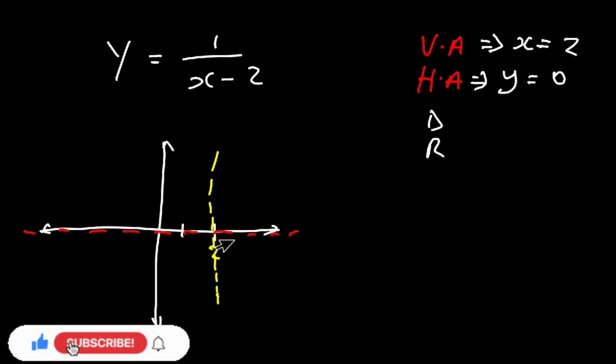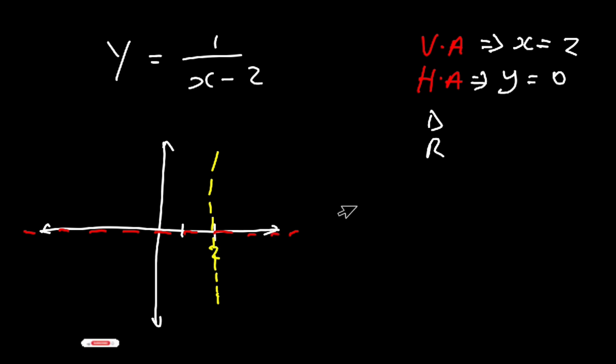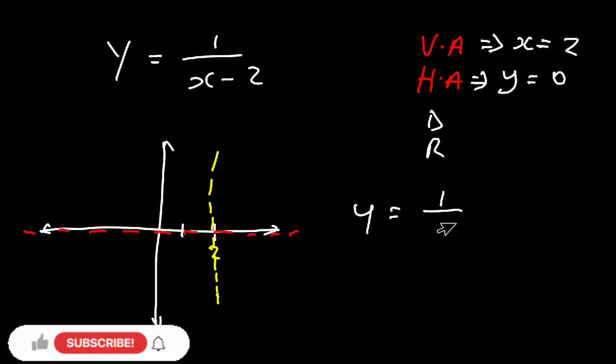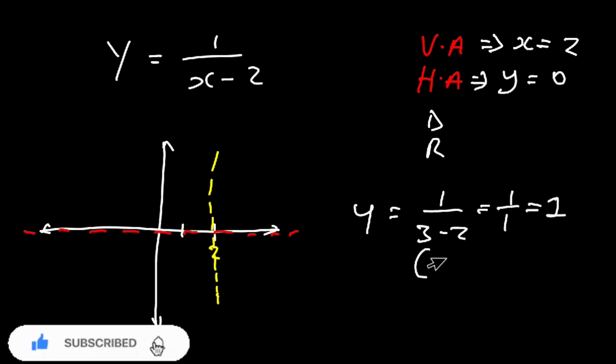So let's plug in a value that is to the right of the vertical asymptote into this function and then find the value of y there. So let's pick x to be 3. So I have y equals 1 divided by 3 minus 2, which is equal to 1 over 1, which is equal to 1. So when x is equal to 3, y is equal to 1. So let's plot this. So this is 3, and then this is when y is equal to 1. Okay, so this is how this graph is going to be.